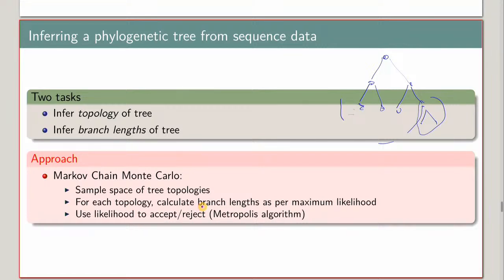If you let it run long enough, and if your tree move set is ergodic, meaning you can actually reach all possible trees, then you can look through all possible trees. And so that's basically the way it is done.